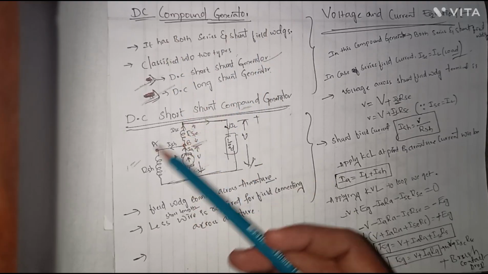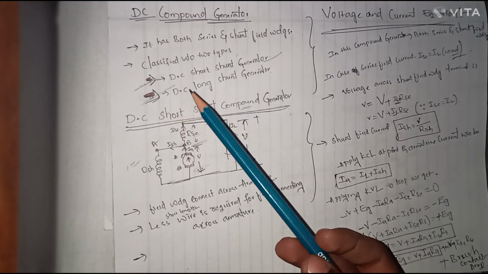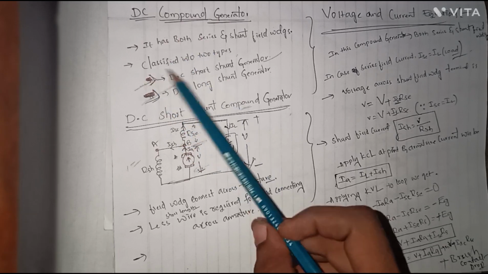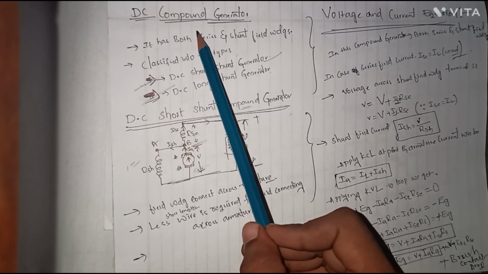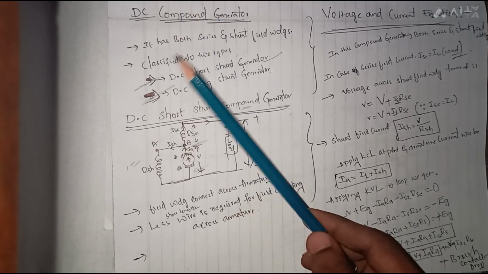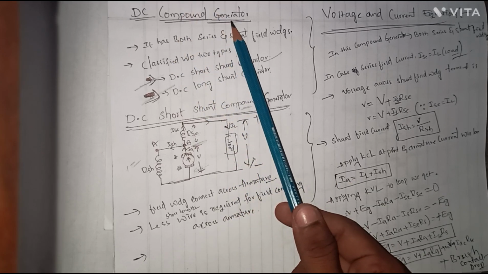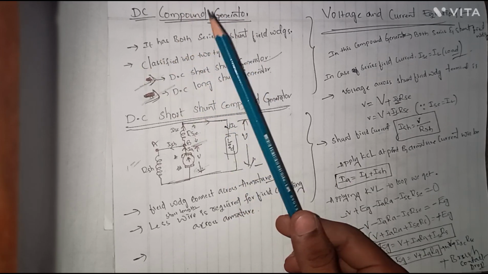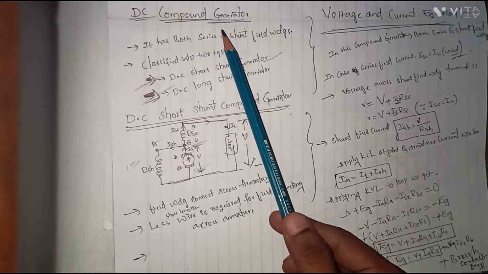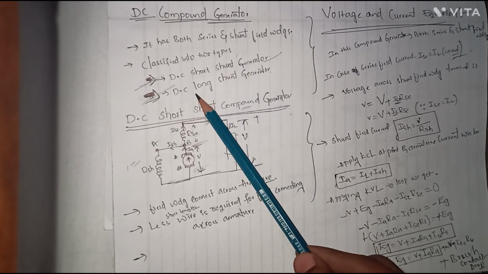DC compound generator. We discussed the DC series generator already and now the DC compound generator. In this section we are going to learn about the DC compound generator. A DC compound generator has both series and shunt field windings. Again, the compound generator can be classified into two types: short shunt generator and long shunt generator.